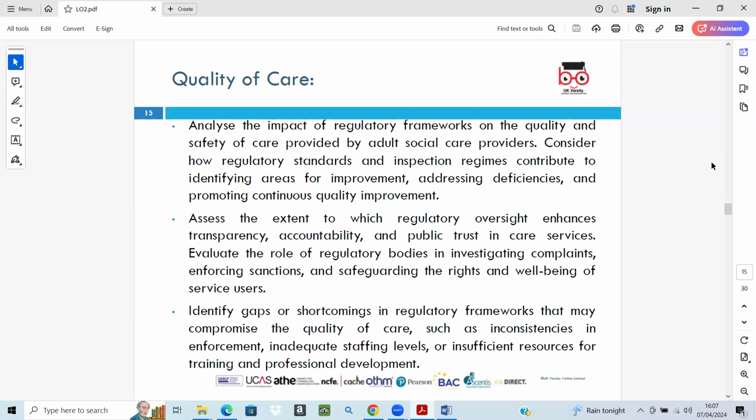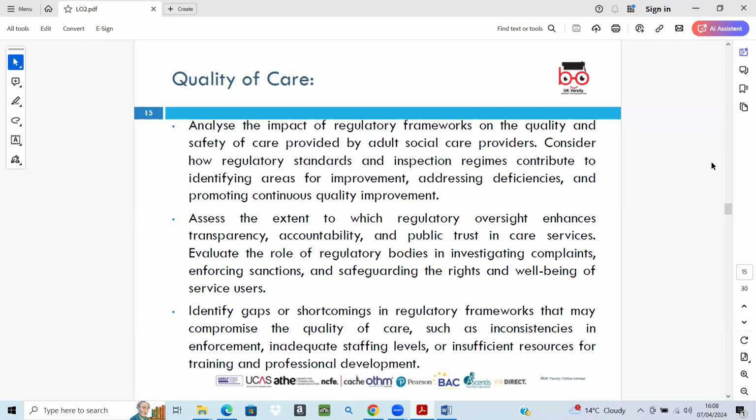In the healthcare field, we always examine how regulatory standards and inspection help identify areas for improvement. And we always consider how inspection and audits provide feedback to providers on their performance and highlight areas where enhancement is needed. Same thing we do with the students as well.